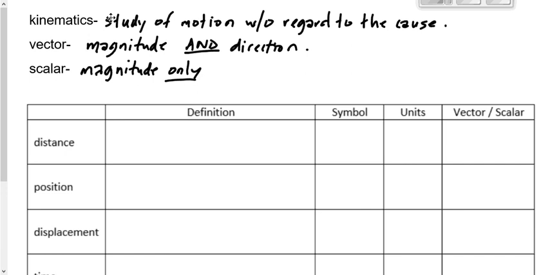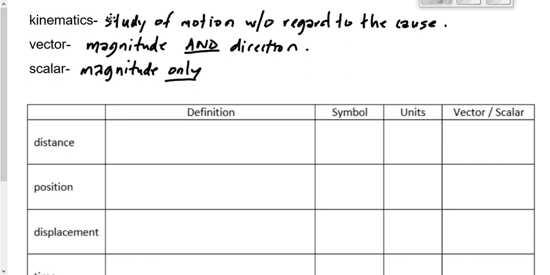This isn't the kind of direction we're talking about with a real vector. We're talking about north, south, east, west, right, left, up, down. This is the way to remember it: if you get mixed up between a vector and a scalar, vector cereal is the only one with magnitude and direction. Vector cereal has direction. Scalar cereal, like cornflakes, doesn't have direction. It has only magnitude. Got it? Okay, that's the difference between a vector and a scalar.